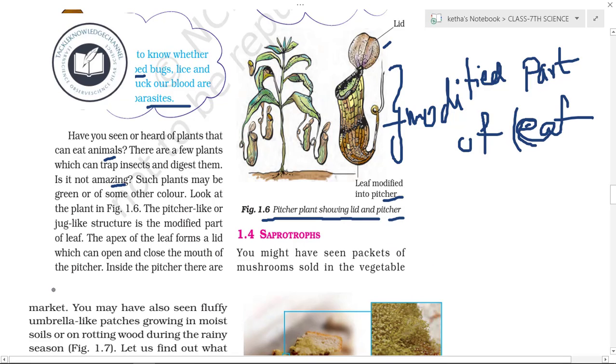The apex of the leaf forms a lid which can open and close the mouth of the pitcher. This is the apex which forms the lid for the pitcher. It can close and it can open also.